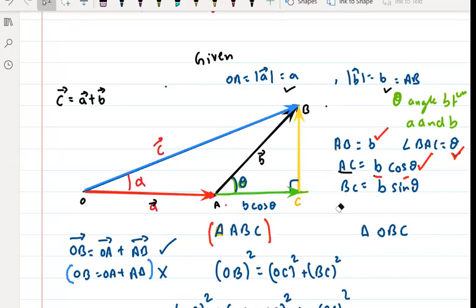And when you talk about BC, it is almost the same, but BC is perpendicular. So we will use sine theta, and sine theta is perpendicular, which is BC, by hypotenuse, which is AB. So BC is equal to AB sine theta, yes or no? And AB is B, so it is B sine theta. I guess this is clear.